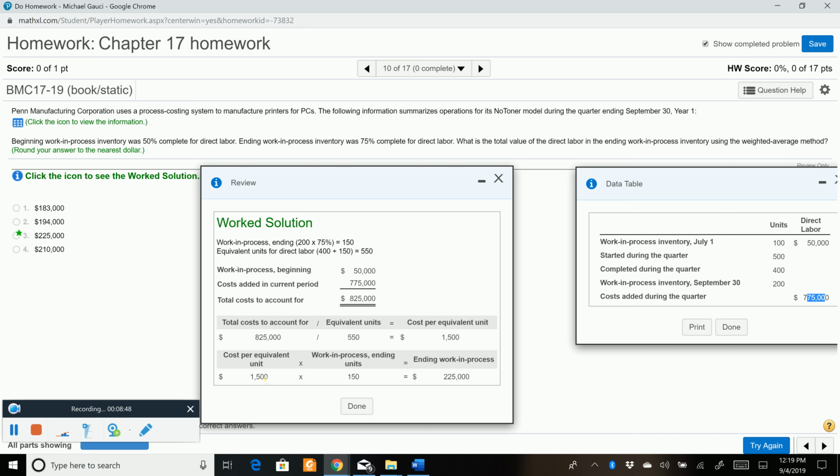The last step is to take the $1,500 and multiply it by the equivalent units in the ending WIP, which we calculated to be 150. So the ending WIP for direct labor, we're going to associate $225,000. And that is your answer.